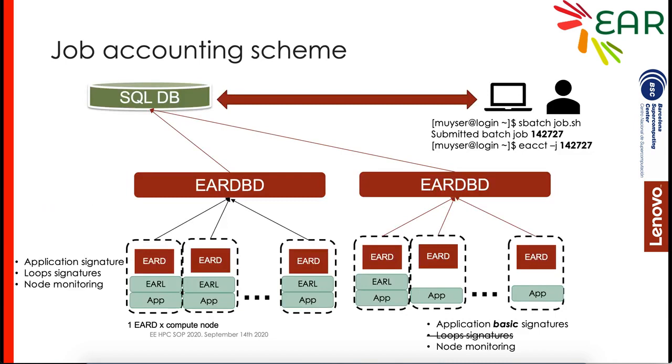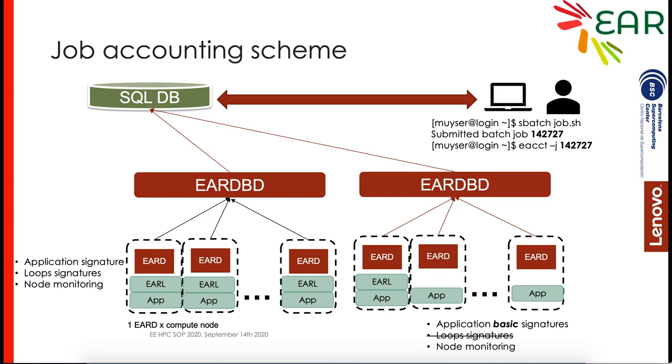So the scheme for the job accounting is something like that. Every n compute nodes send the information to the database through one ERDVD, okay, and then the different ERDVDs send the information to the DB server. So for instance, if you submit a job and you get the ID 142727, you can later ask through the EARL commands using the same job ID.